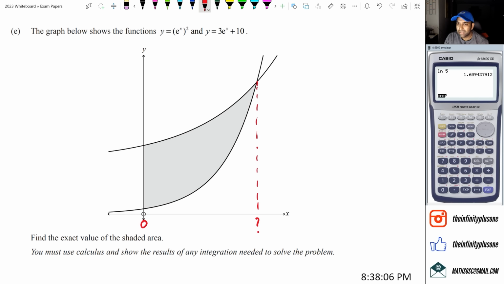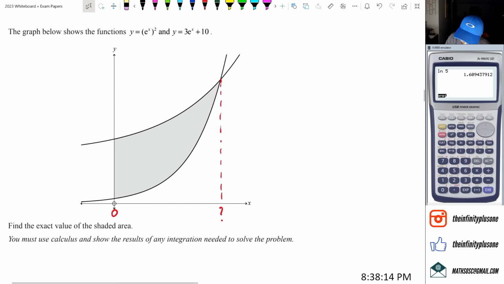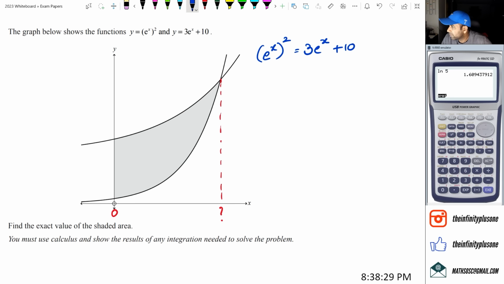Okay, so if that's the case, I guess I've got to show you guys the long method of how to actually solve it. So we might as well show it since we're here. Okay, so what we're going to do is we've got e to the power of x squared is equal to 3e to the x plus 10, because we're going to put those two equations together and try to figure out what that x value is, where they actually meet.